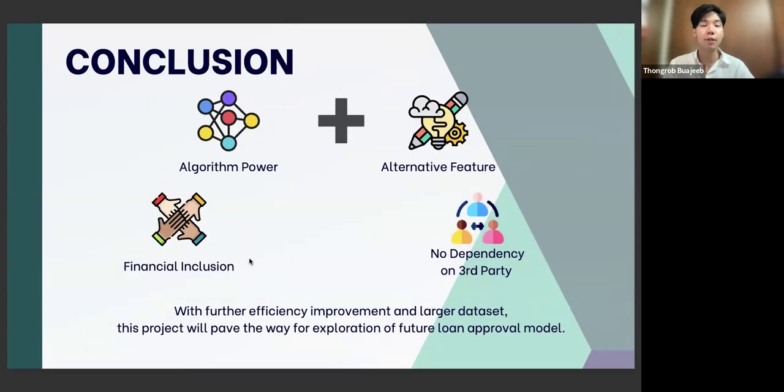Lastly, we came to the conclusion of our presentation. Our project implements machine learning algorithms with the existing features of the Home Credit datasets, so that we aim to become less dependent on third-party data and become more financially inclusive, so that we reduce the number of underserved bank customers.